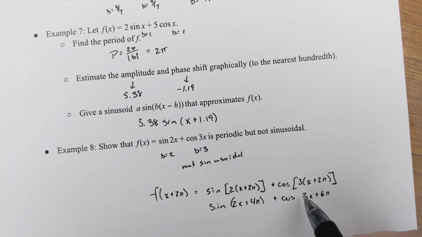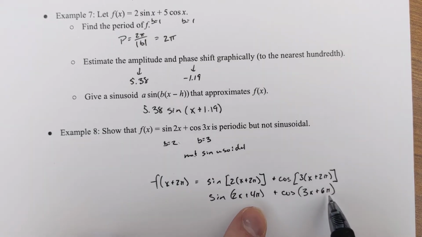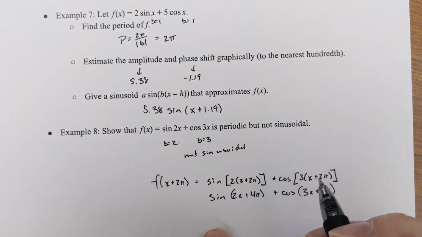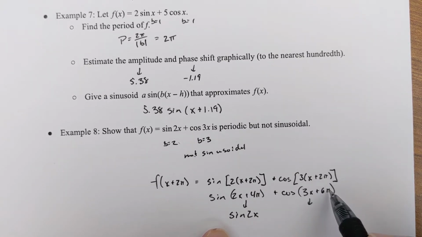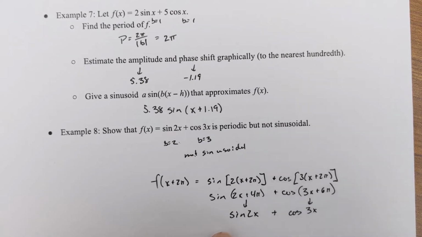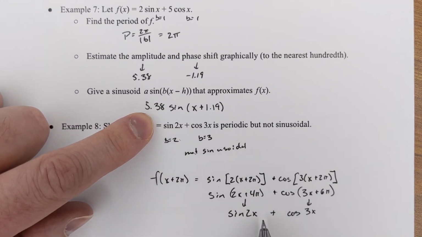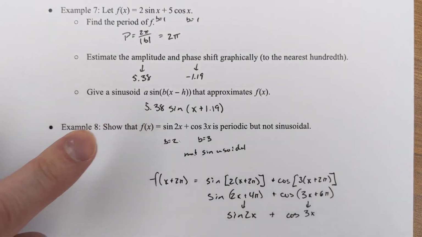plus 6 pi. So these values here, 4 pi is a multiple of 2 pi, so it doesn't actually do anything. So this is the sine of 2x. 6 pi is also a full multiple of 2 pi, so it's just extra rotations. So this is just the cosine of 3x. So I get the same thing back out. So it is periodic, it will repeat, but it's not sinusoidal.